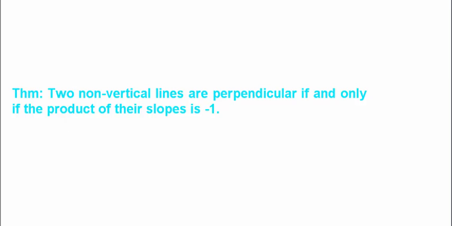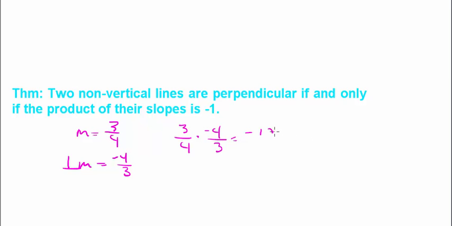So using the previous example that we just saw, we had one slope equal to 3/4. We then had the perpendicular slope equal to, by the way, this upside down T represents perpendicular, we had that slope equal to -4/3. And if we multiply both of these slopes, 3/4 times -4/3, we will get -12/12, which then reduces to -1. So perpendicular slopes always have a product of -1.